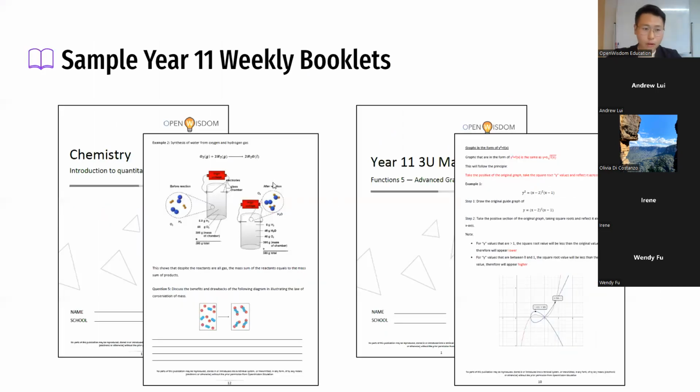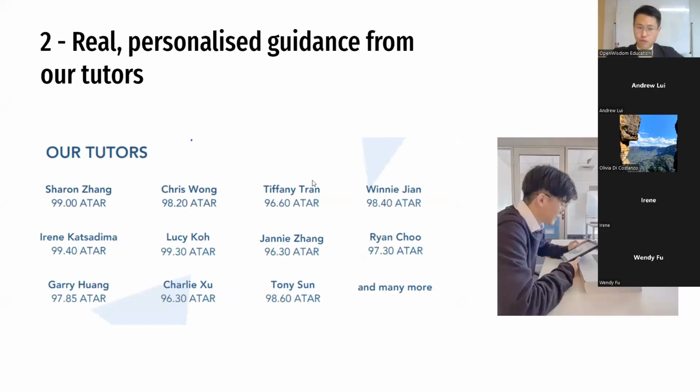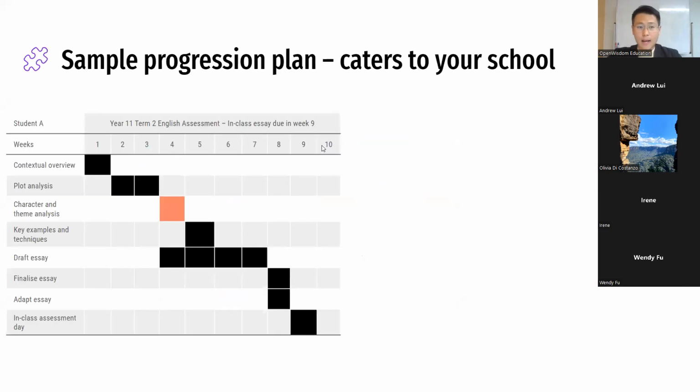And here's a sample of our year 11 weekly booklets you will be getting, which will cover all the syllabus dot points. And then a list of our tutors at our center, which all this information can be found on our official website. So an example of an English lesson is that some of our tutors will create a little chart that plans out the term ahead. And depending on your school's assessment, we will adjust our learning for your need.